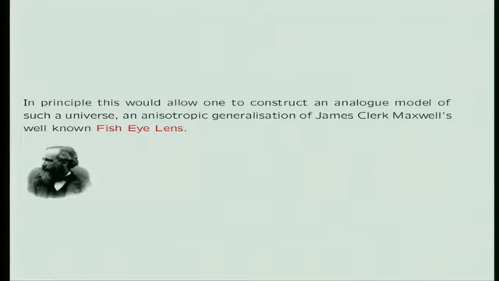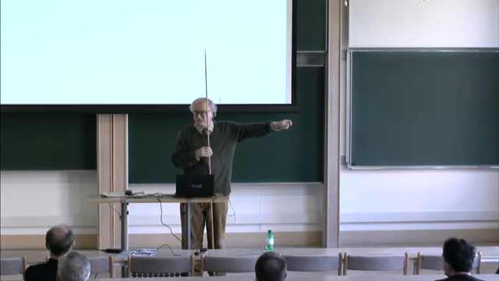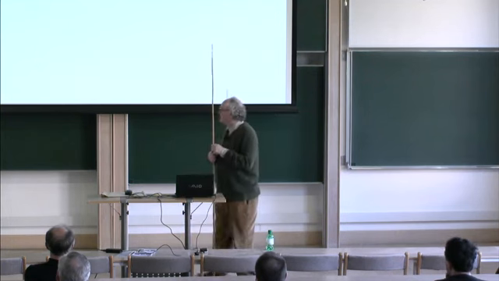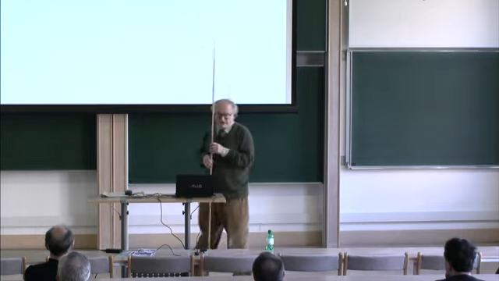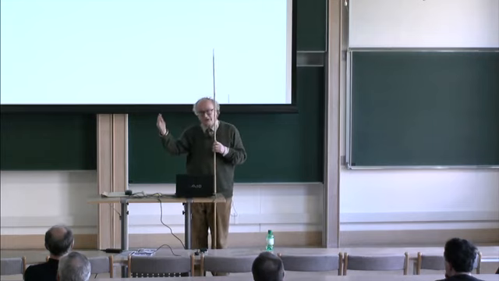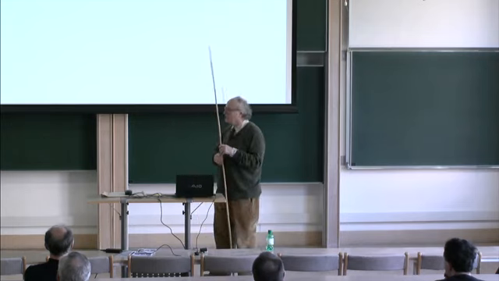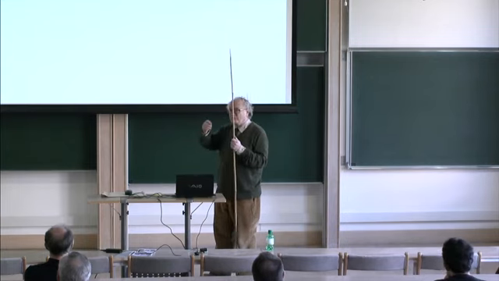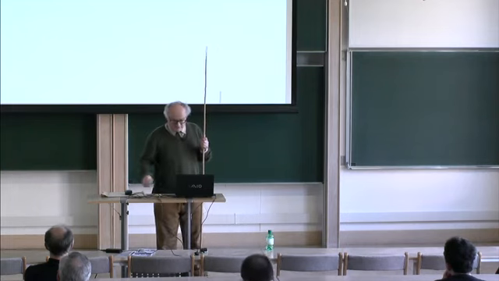Okay, so in principle, therefore, we expect to be able to, and we did, model an analog universe, an anisotropic generalization, if you like, of Clerk Maxwell's well-known fisheye lens, which is in fact a model of a closed spherical universe. If you take the fisheye lens, which has the property that every point focuses to another point, not the same point all the time, then you can write down a refractive index for that, and in fact you're just looking, as I'll explain in perhaps more detail shortly, at light rays moving in a closed spherical universe.